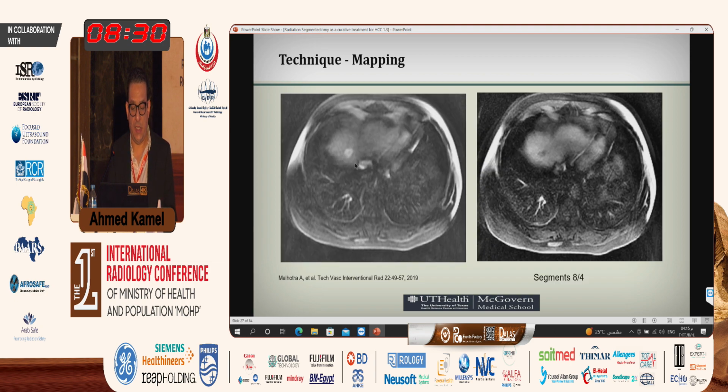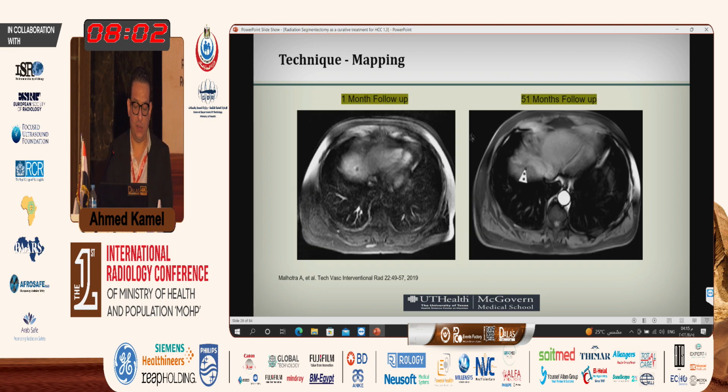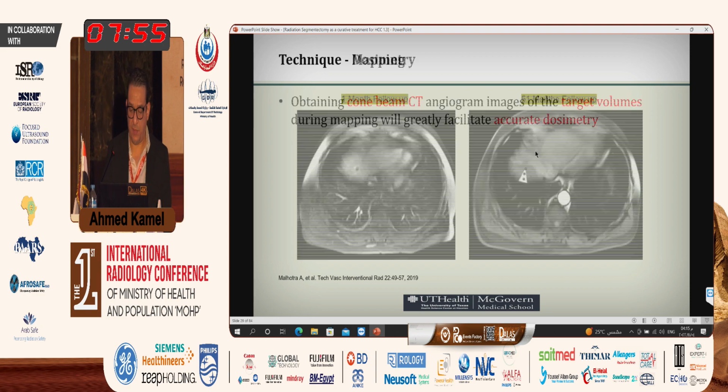This is another example of a watershed lesion in segment 8, or between segment 8 and segment 4A, which is a common location for watershed lesions. Again, enhancing on arterial phase and washing out on venous phase, so typical of HCC. When we did the cone beam CT injection from the segment 8 artery, you can see that this is supplying the tumor, and then when we did it from the 4A segmental artery, it's also supplying the tumor. So we gave a dose to both arteries, and it resulted in complete necrosis of that area. That's after 1 month. After 51 months, the patient was still alive. You can see it almost disappeared.